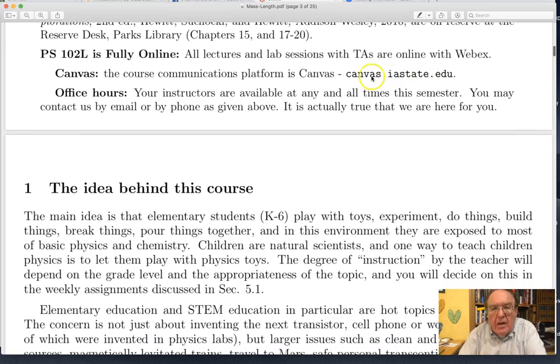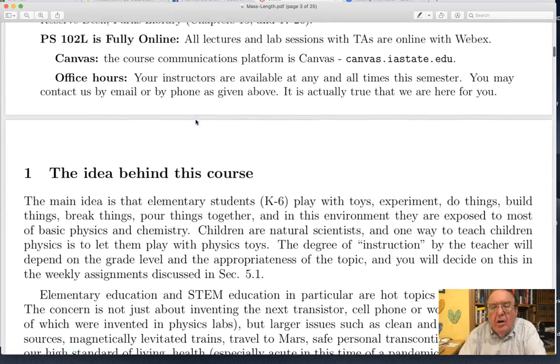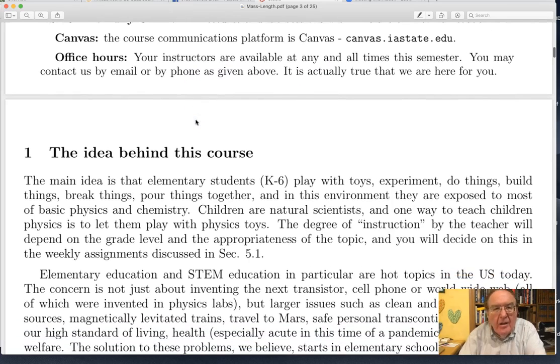This is the ISU Canvas site, and as I said before, office hours are anytime you want them. You can say, I'd like to talk to you tomorrow at noon. I say, fine. Set up a Zoom session, we talk.